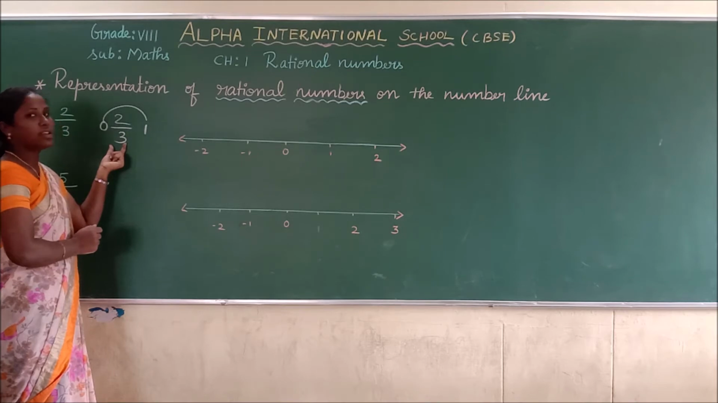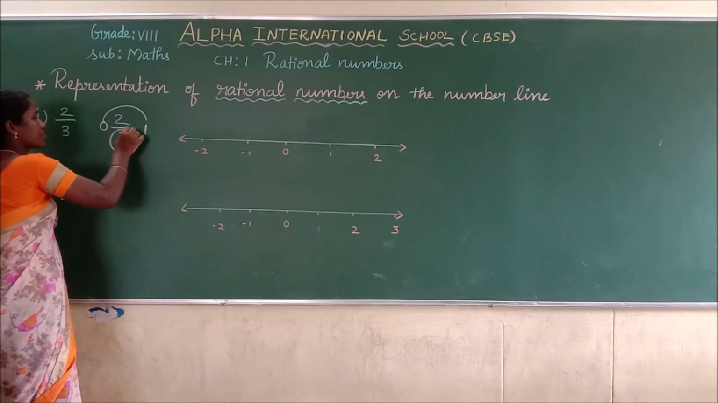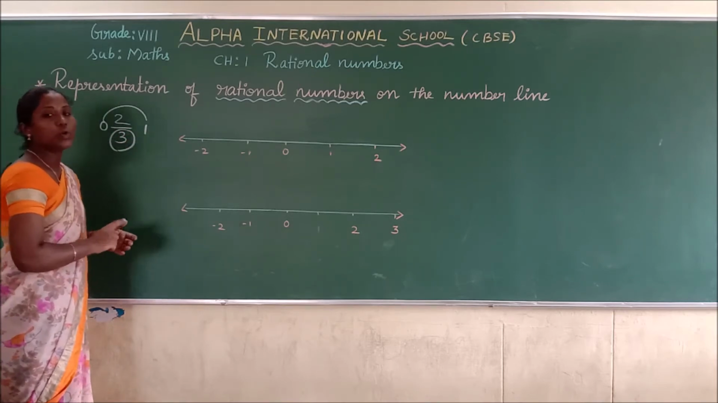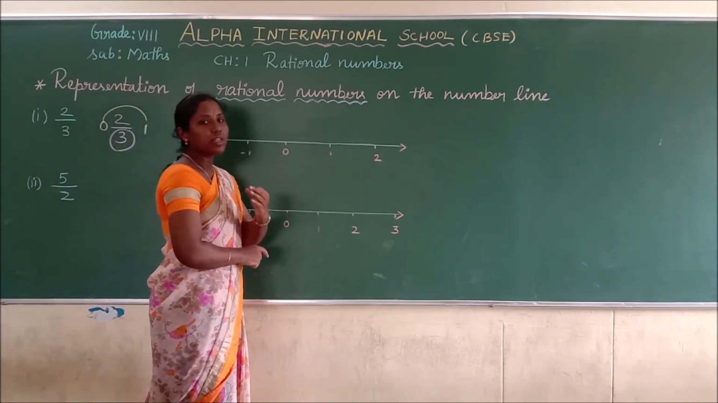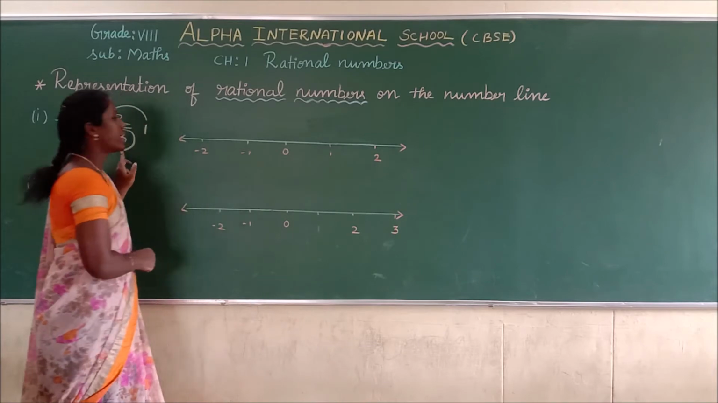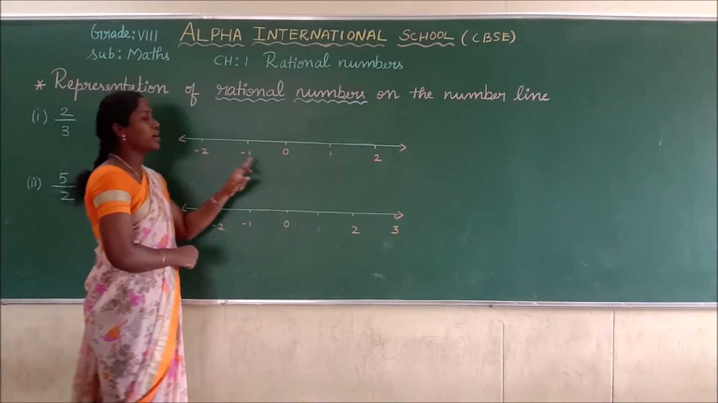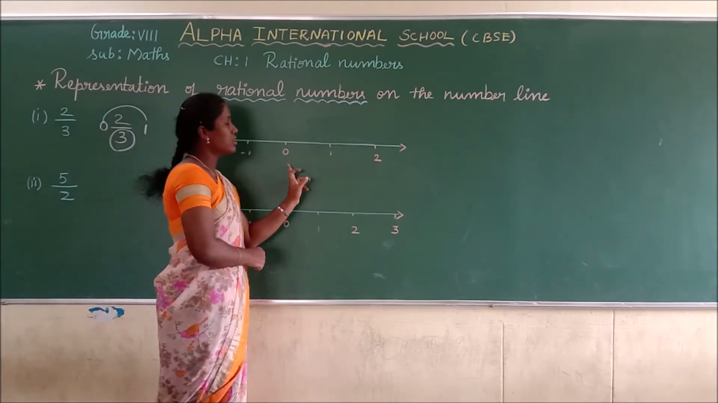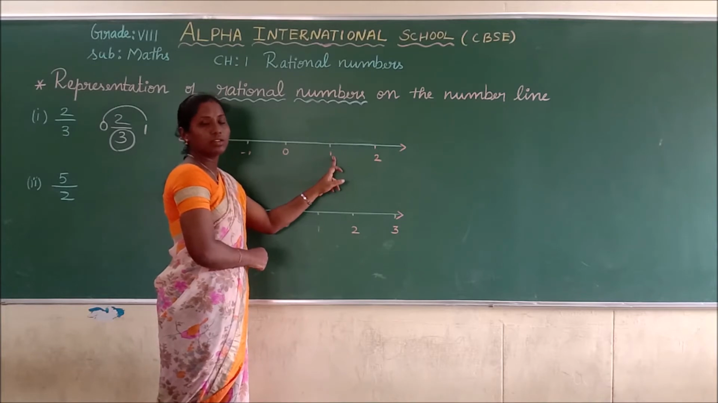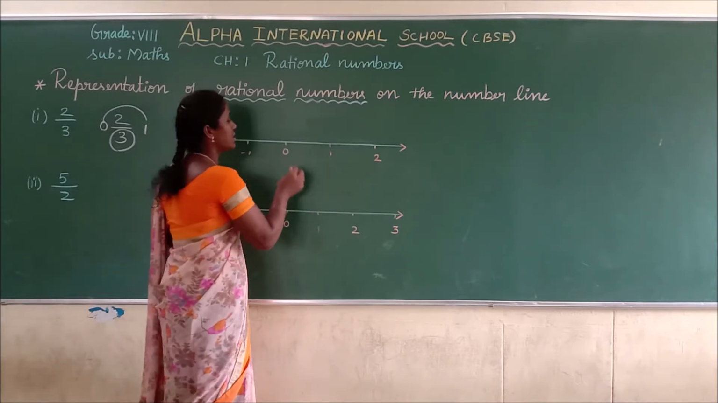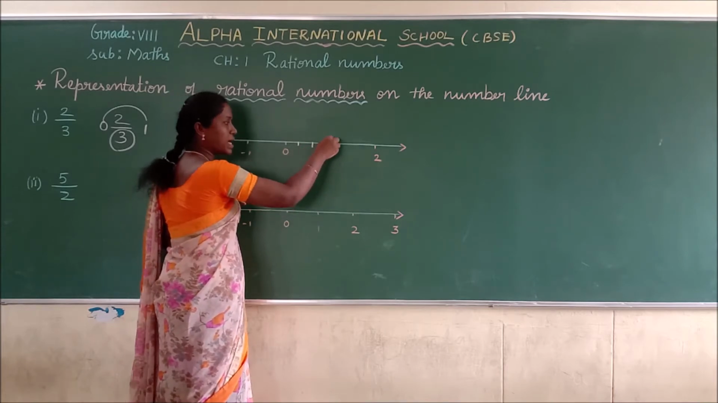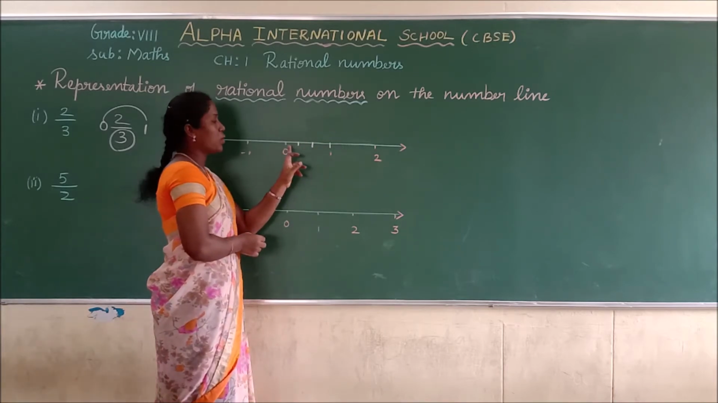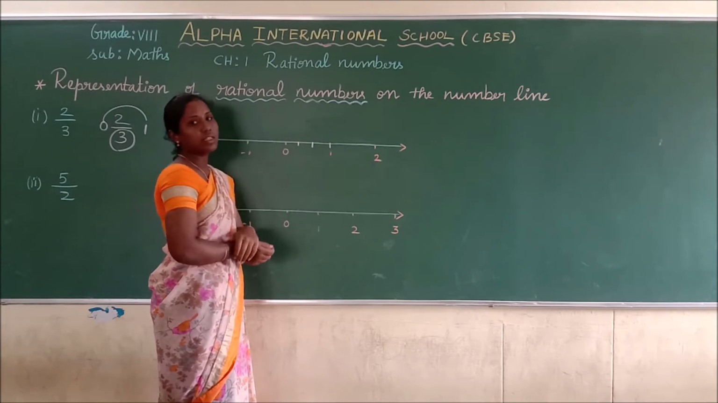Look at the denominator here. What is the denominator? It is 3. So you have to divide 0 to 1 into 3 equal parts. Listen, this is 1, 2, and the third part is already the 1. 1, 2, 3: 3 equal parts.